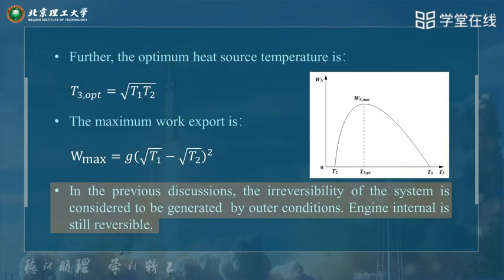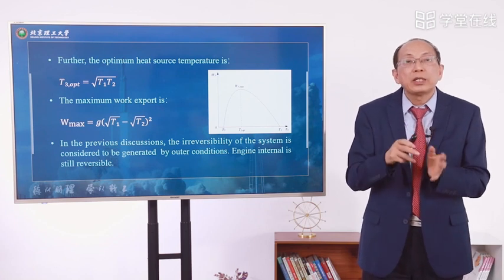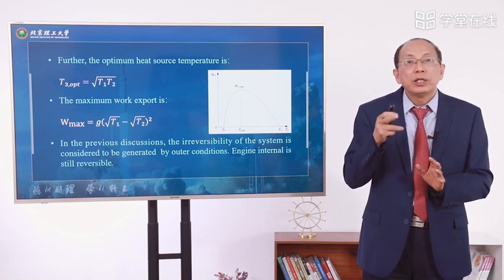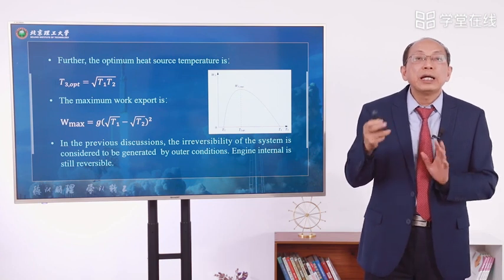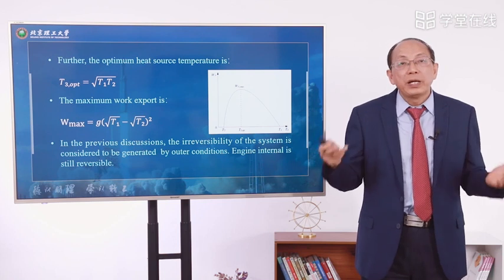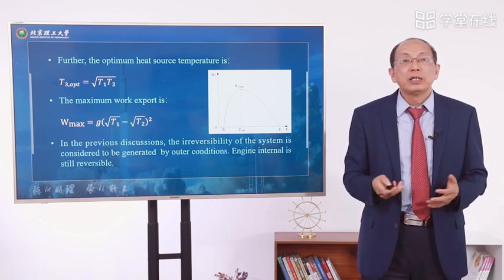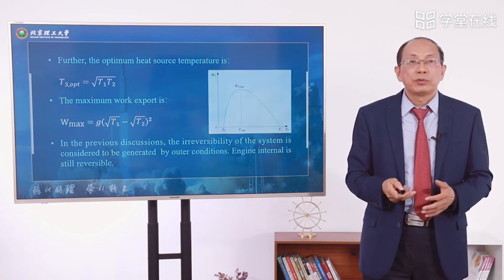In the previous discussions, the irreversibility of the system is considered to be generated by outside conditions. The engine internal is still reversible. Here you can find that just a resistance in the system makes the output work change very much. It is not different from the Carnot engine.